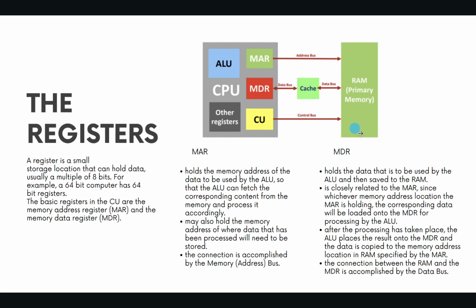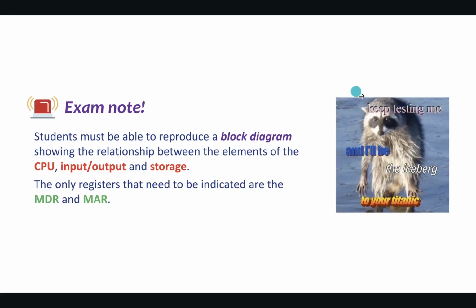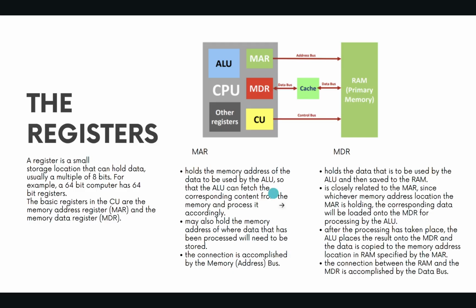The connection bus is the wire that connects the CPU with the RAM, and the connection is accomplished by the memory address bus. You should remember these buses. And now MDR, it holds the data that is to be used by the ALU and then saved to the RAM. MAR tells where it's located.